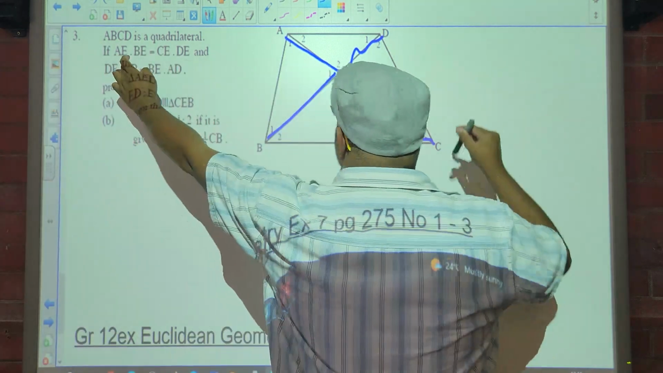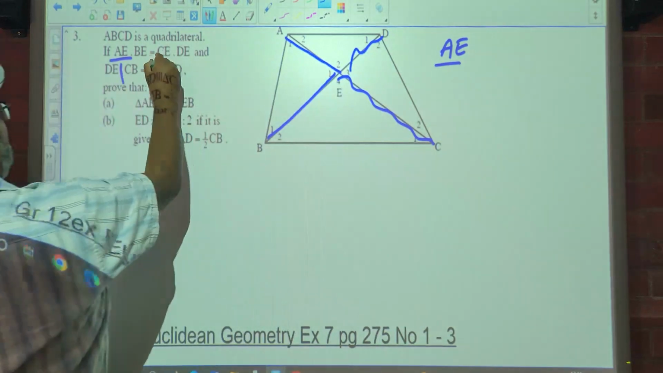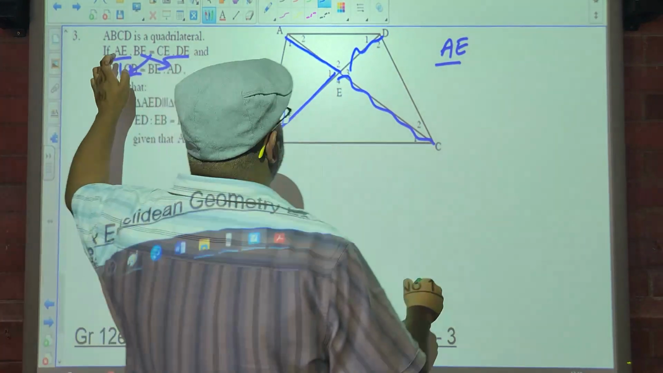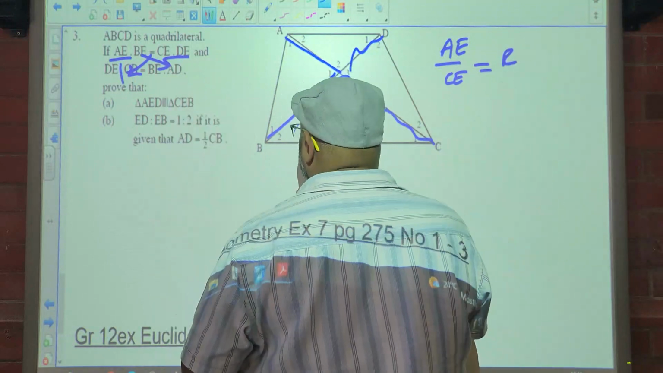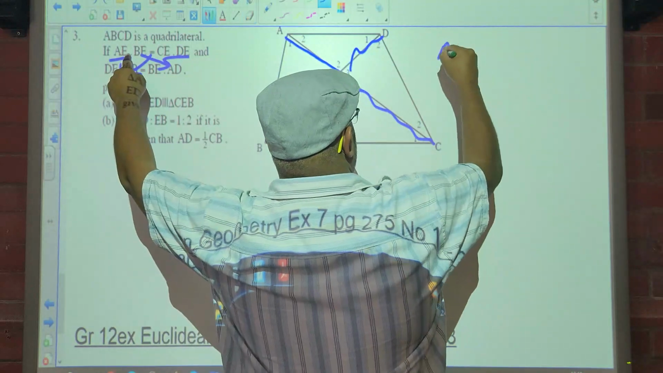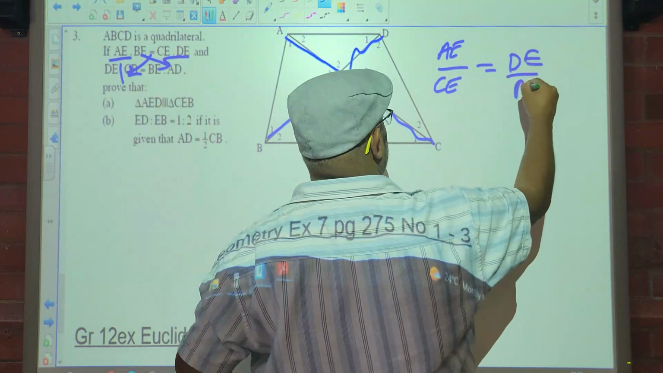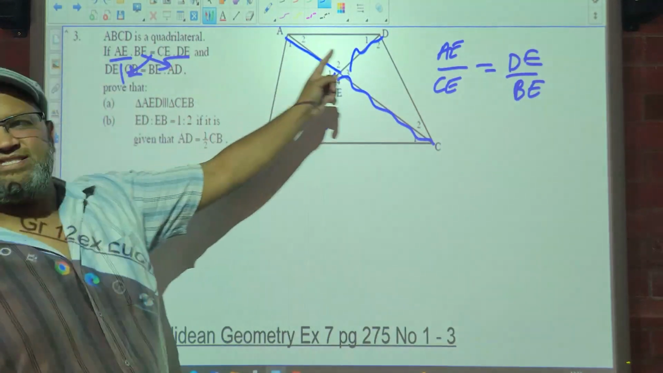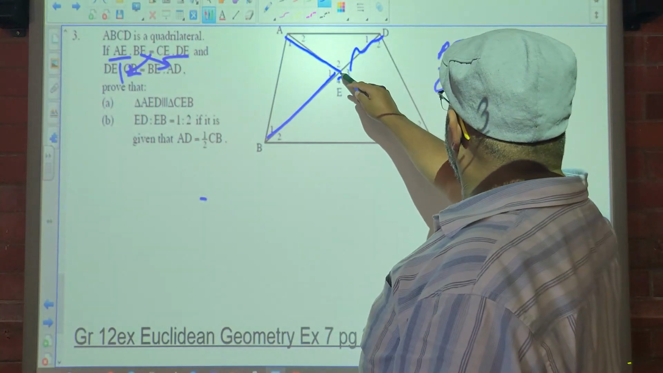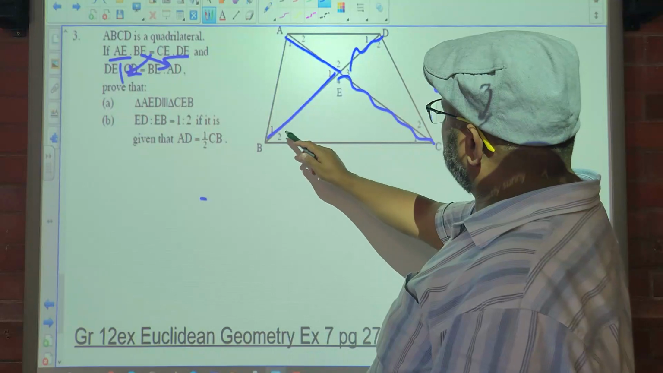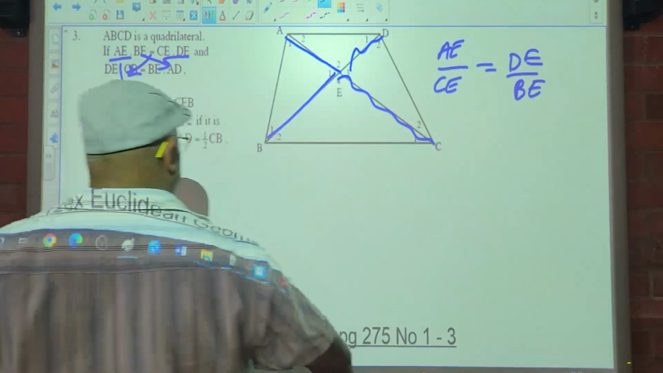Okay, from here we can conclude that AE, I just need to check something first. I'm dividing both sides, so what I'm going to do is take that one down and take ED down. Okay, let's see what we get. So AE over CE is equal to DE over BE. Okay, that is coming from the first one. Let's look at the next one.